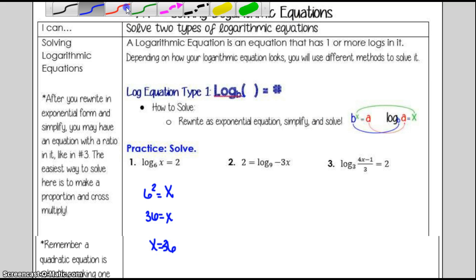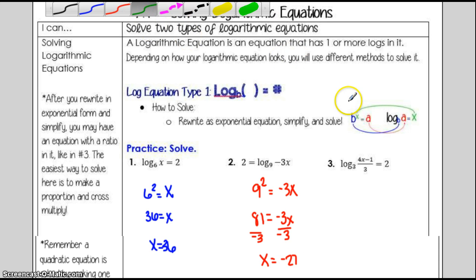For that next one, we are going to rewrite it. We have a base of 9. We have an exponent out here. Even though it's not written equals to on this right side, it still equals to on this side, which is still your exponent. And then that equals our solution, negative 3x. Now what we're going to do is simplify that, and then divide by negative 3. So x is equal to negative 27.